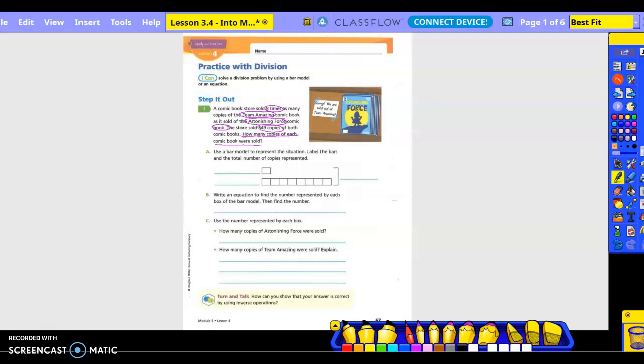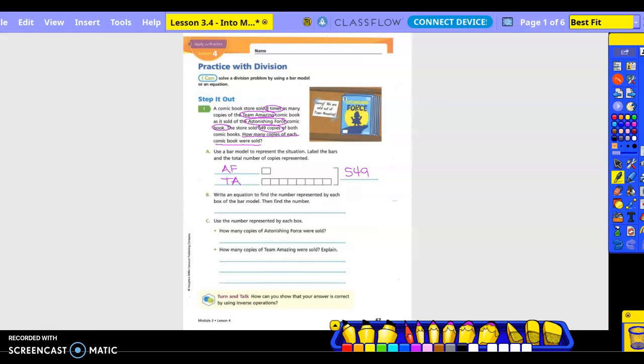Okay, so we're going to fill in our bar model and label them. We can either write out Team Amazing, or Astonishing Force, or we could just label them as TA and AF. So which one has more, the Team Amazing or the Astonishing Force? Team Amazing. So we're going to put TA down here, and then we're going to put Astonishing Force up here. Do the 8 boxes go with the Team Amazing, right? How many total was there for both? 549. So that goes right here on our line.